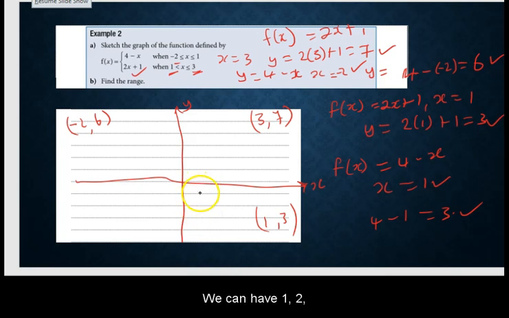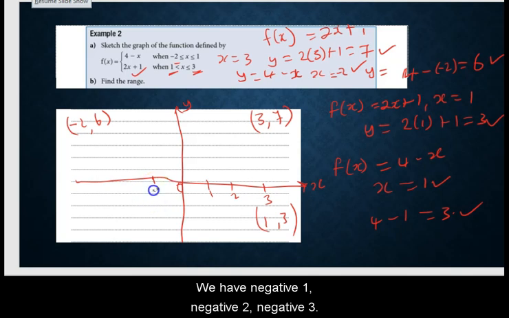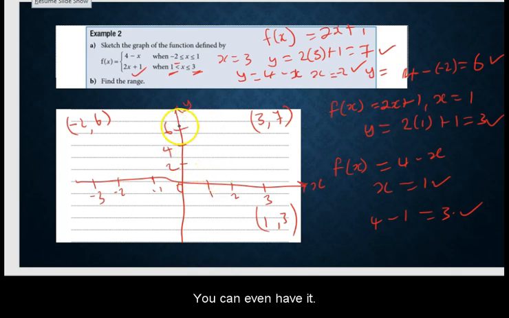We can have 1, 2, 3. This is 0. We have negative 1, negative 2, negative 3. So we can have 2, 4, and 6. Right, you can even have 8. Then we have 0, right?